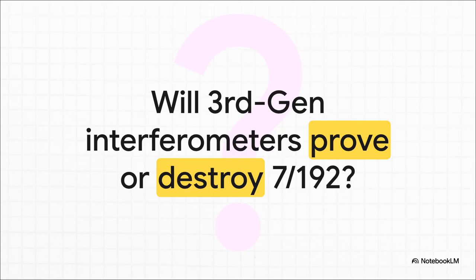Will peering at the bleeding edge of the Planck grid reveal a smooth, continuous spacetime completely destroying unified dynamics? Or will we find a distinct digital fingerprint of the 7 over 192 limit, proving once and for all that reality is, at its core, a mathematically perfect combinatorial network?